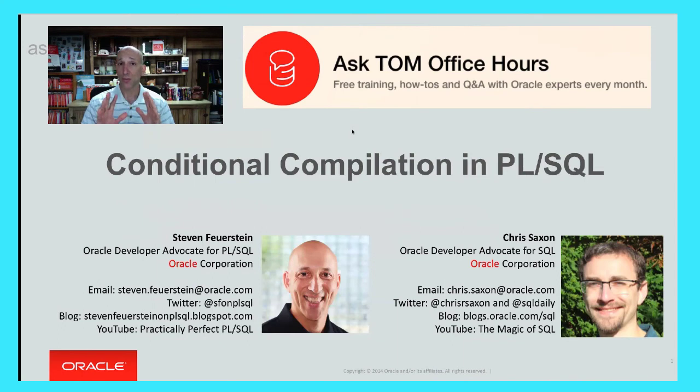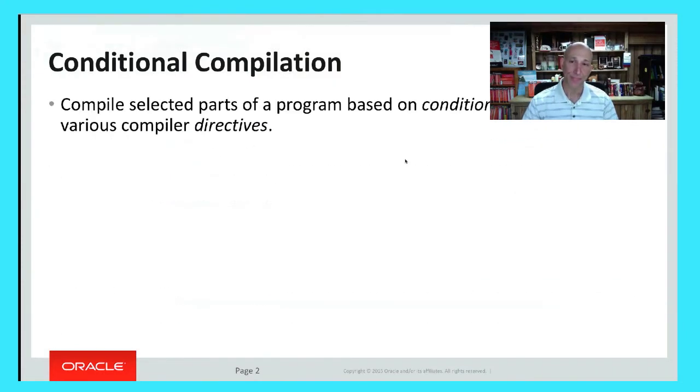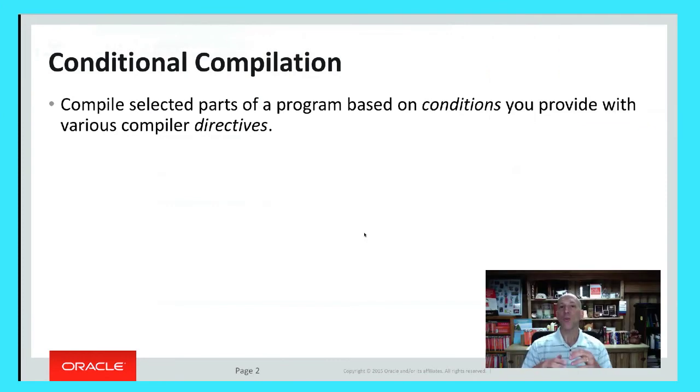But what I'm going to do first is a short presentation on conditional compilation in PL/SQL. So what is conditional compilation? The basic idea behind conditional compilation is that the compiler gives you a way to tell the compiler what code to include or not include when it's going to compile your code. It's sort of a meta language, a meta set of directions to the compiler. And you do that through compiler directives.